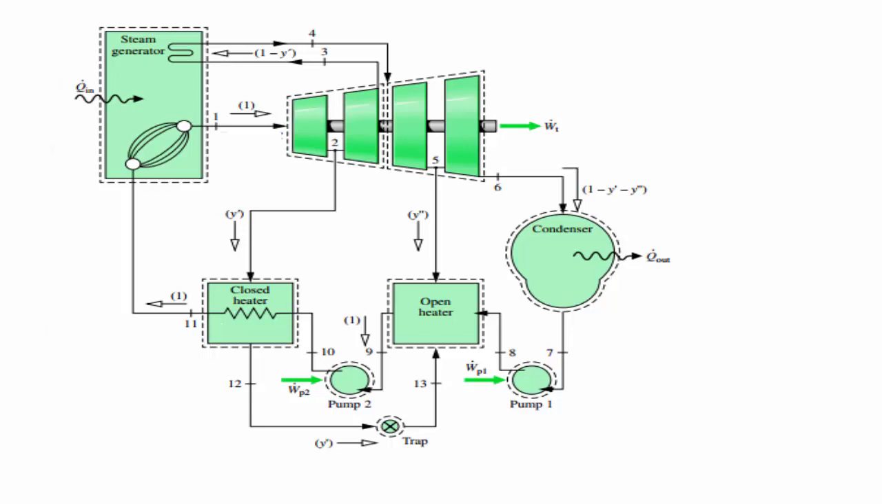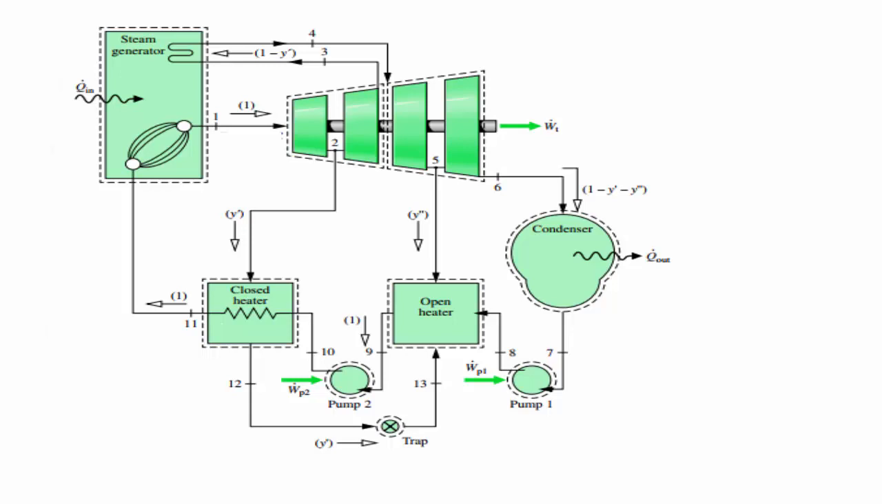As you can see, the one which goes to the first turbine and is extracted is y prime, which is of closed feed water, and y double prime is of open feed water. And at the end, at the one point, all the water combined goes into the boiler.